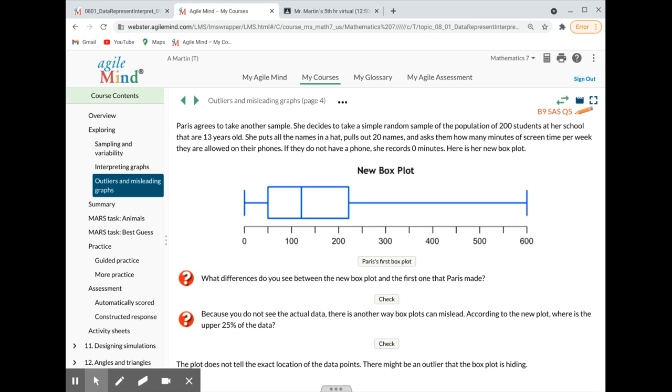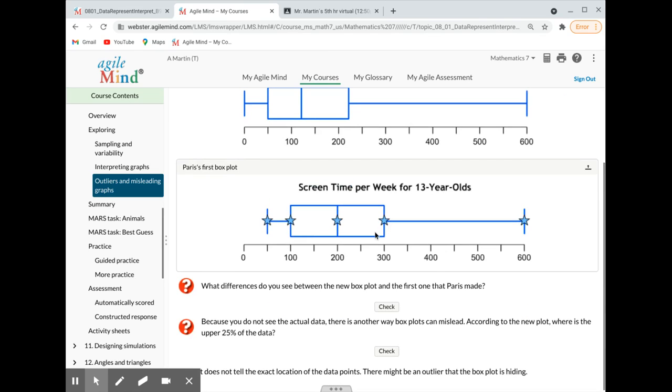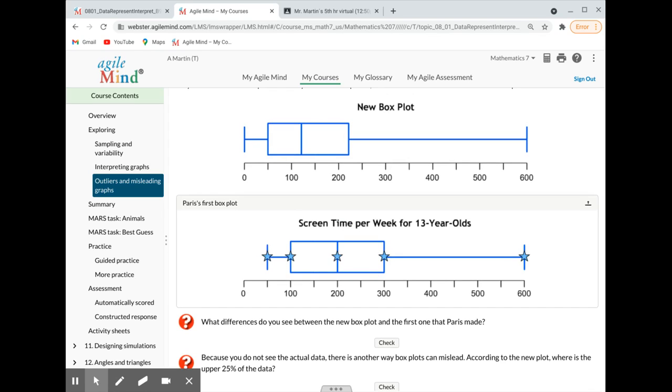All right. And so we're looking to see how this data compares to her new data. So now she took a random 20 people out of the 200 people that are in her school that are at her age, being 13, and she's seeing what they did. Okay. So we're going to look at her first box plot, which was right here, and we're going to compare it to the new one.